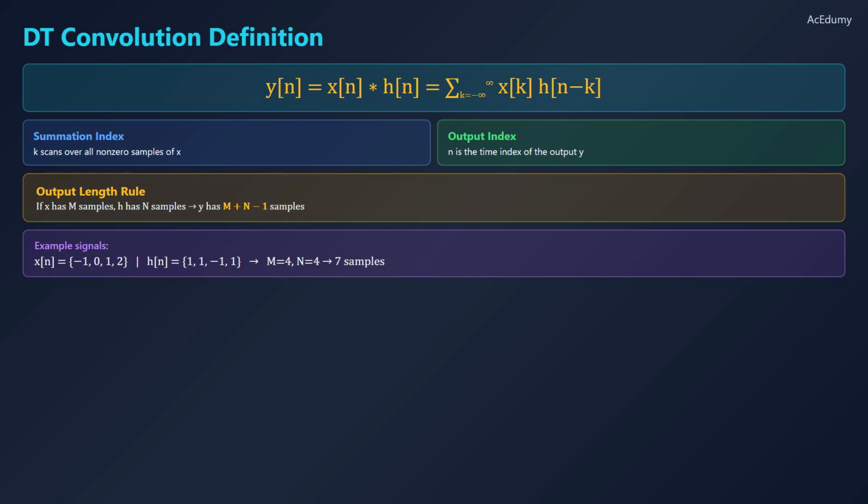For finite-length signals, if x has m samples and h has n samples, the output y will have m plus n minus 1 samples. Let's see how to compute this with a concrete example.